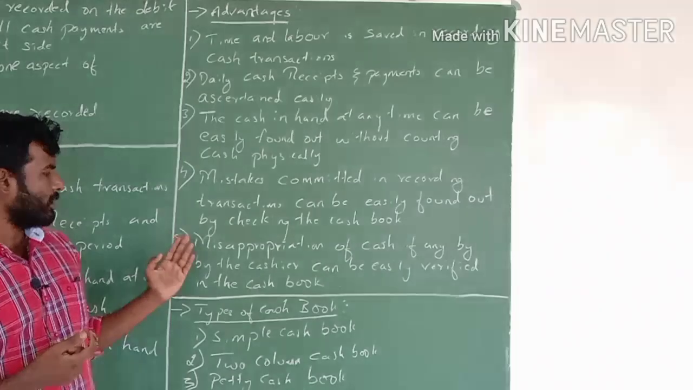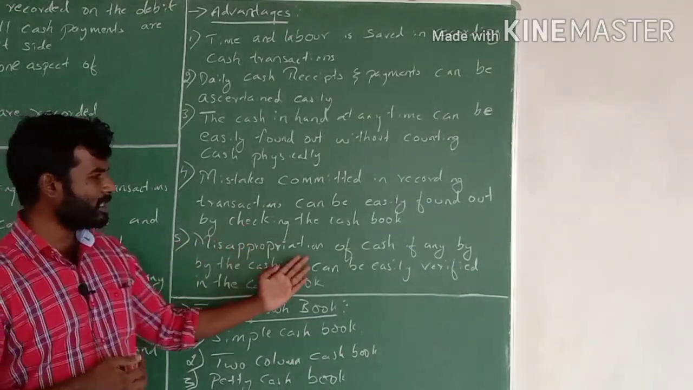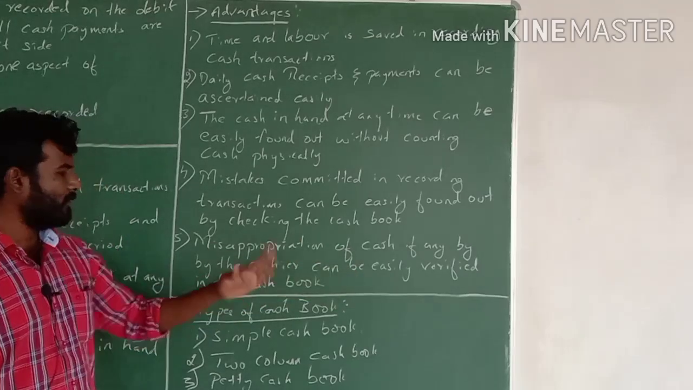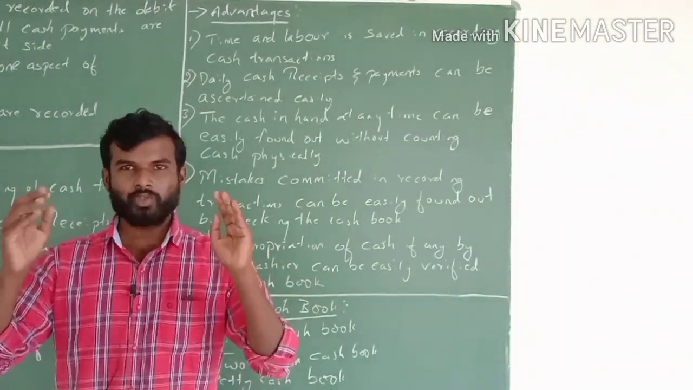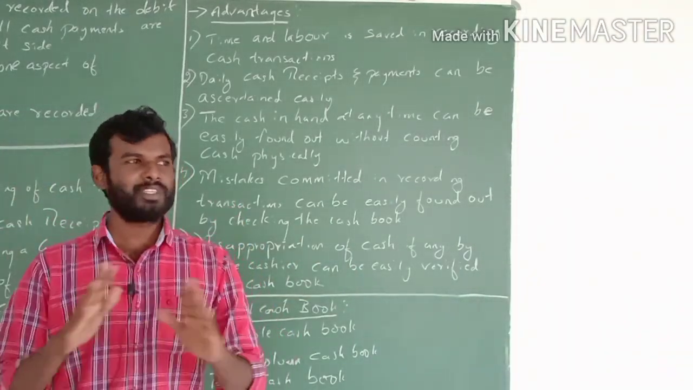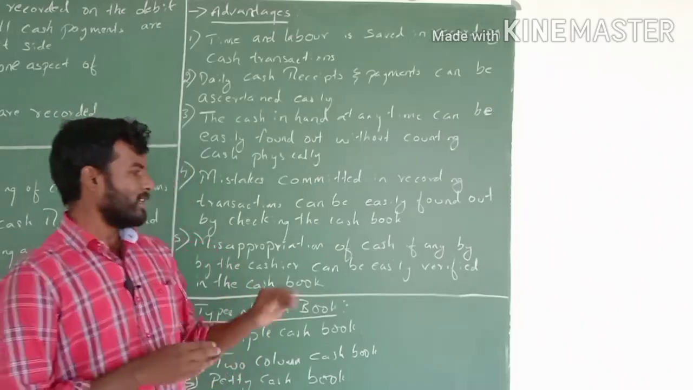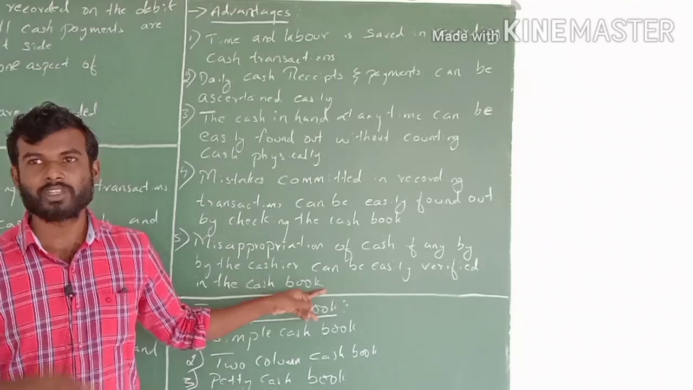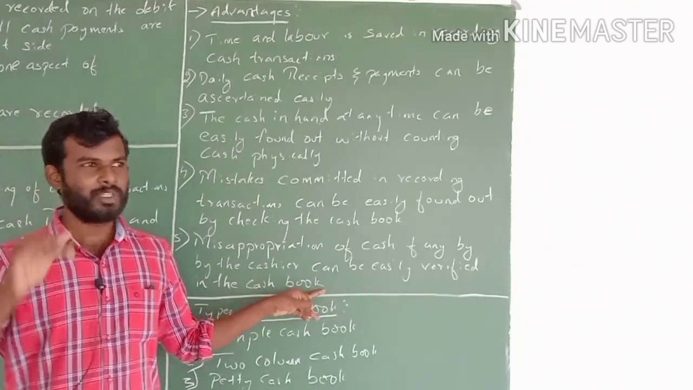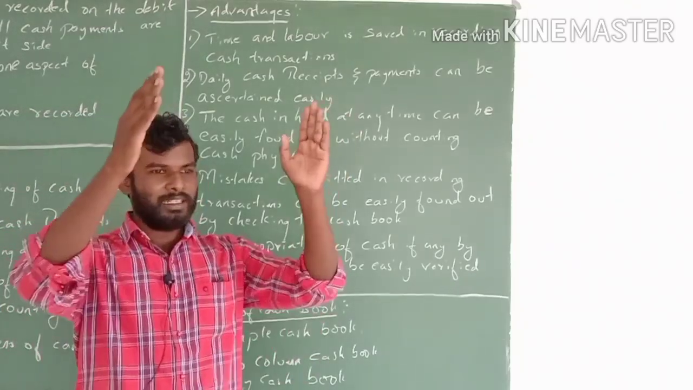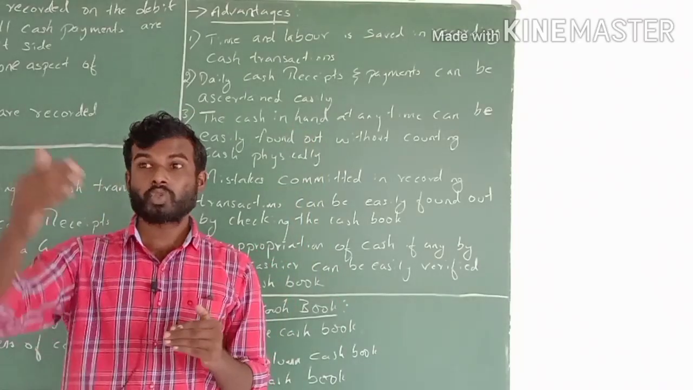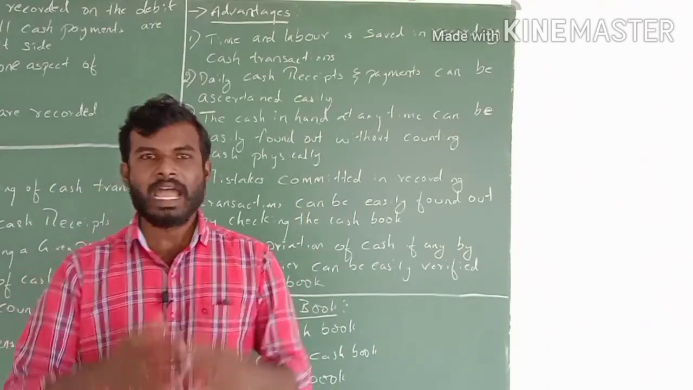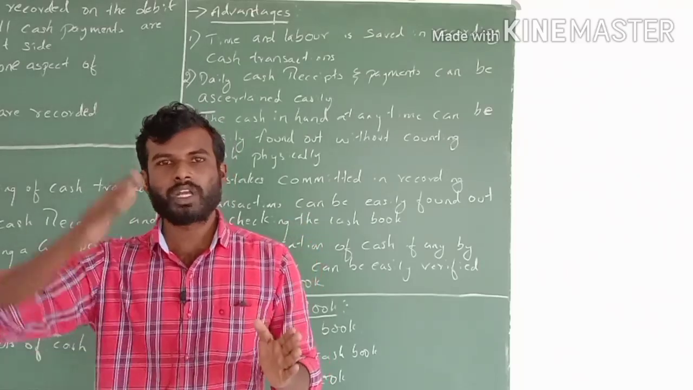The last point I have given here: misappropriation of cash, if any, by the cashier can be easily verified in the cash book. If the cash book is recorded, there are no mistakes in the cash book. Why? Because we can easily rectify how much amount he has taken, the closing balance we can say. Some business houses, from the morning till evening, collect the business amounts, make the payments, and at the end of the evening deposit in the bank.